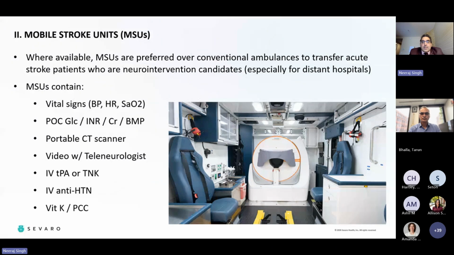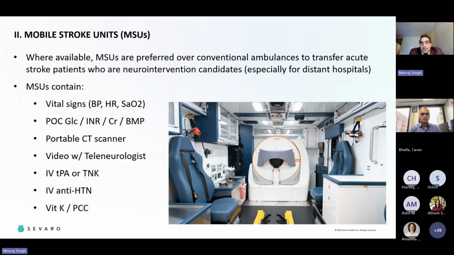Typically, this is equipped with telehealth availability with a teleneurologist. And often these actually have IV medications available so that they can be administered if indicated with the information we have. So IV TPA or TNK typically is available.